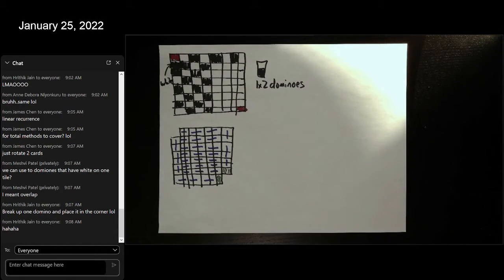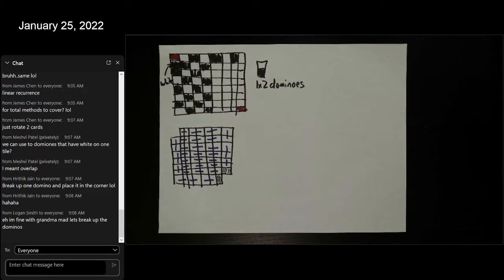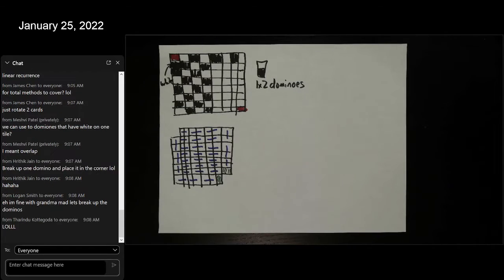Sun is shining through my window, illuminating the page a little bit. There we go. All right. Logan's winning my favorite student award. Willing to upset his grandma to make his math teacher happy on day one of class. That's dedication.